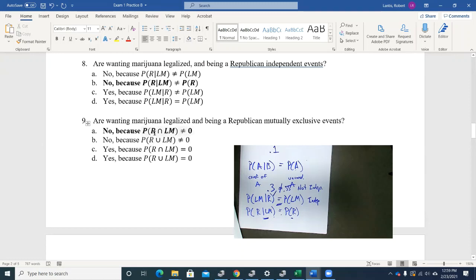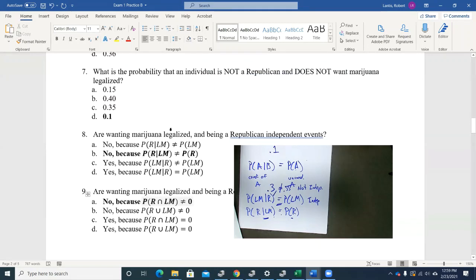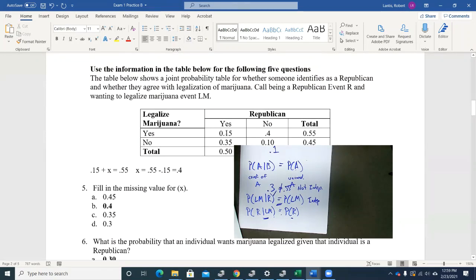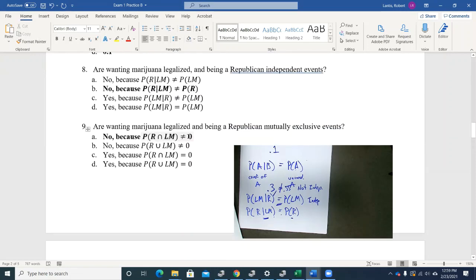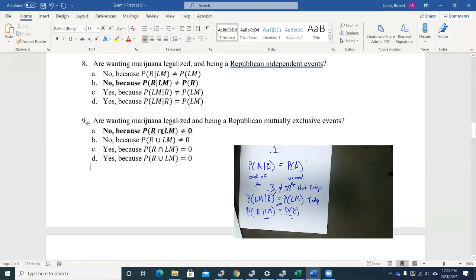Oh, okay. So here R was being a Republican, and LM was if they wanted marijuana legalized. So you could write out Republican, and maybe LM is equal to yes here. So this is the probability of being Republican and wanting marijuana legalized is not equal to 0. In fact, it's 0.15 up here. Right? So automatically we know we can find intersections. They're just one of those top 4 left cells. So if it's not equal to 0, then they're not mutually exclusive.